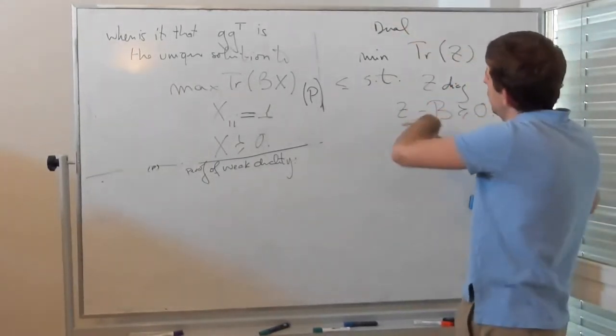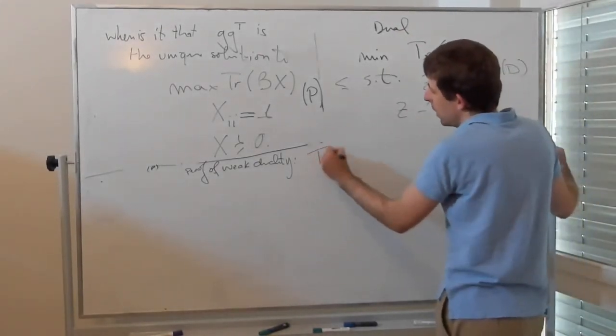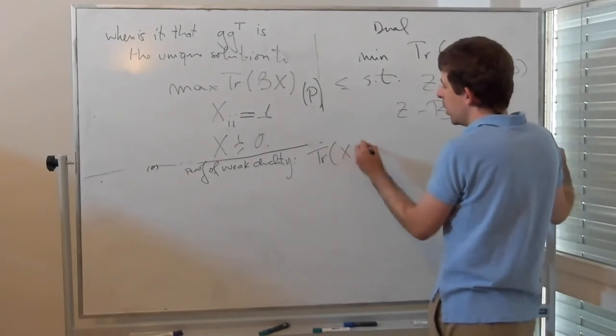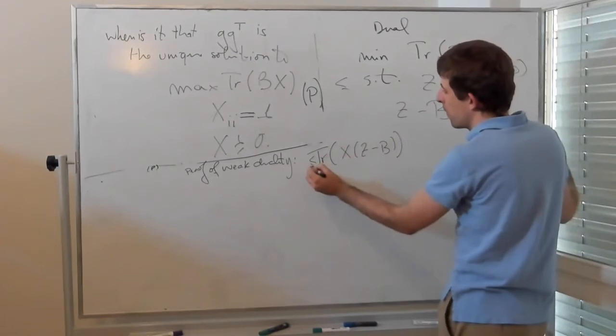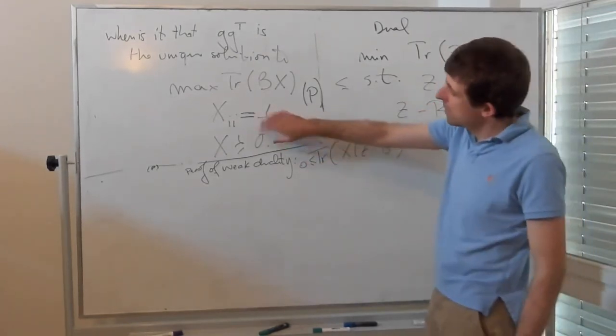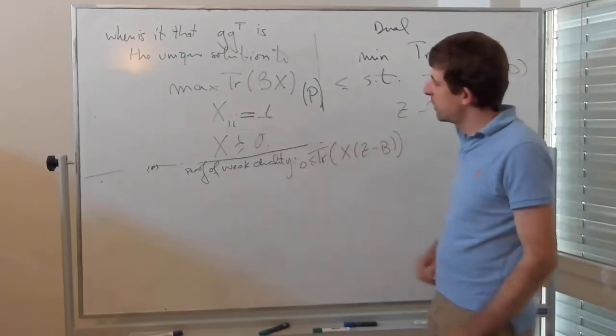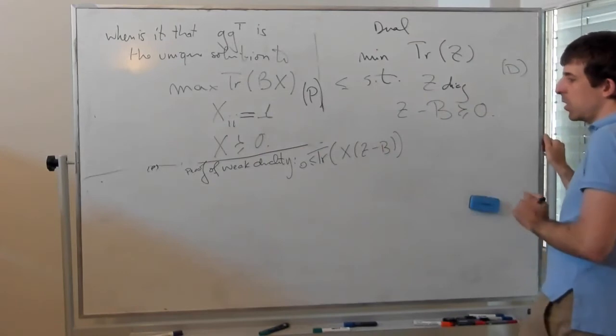So you take this value is positive, this matrix positive semi-definite, that matrix positive semi-definite. It's not hard to see that the product of two positive semi-definite matrices is always positive. Right? So if indeed X is feasible here, this is positive semi-definite. If Z is feasible here, this is positive semi-definite, therefore this is bigger than 0.